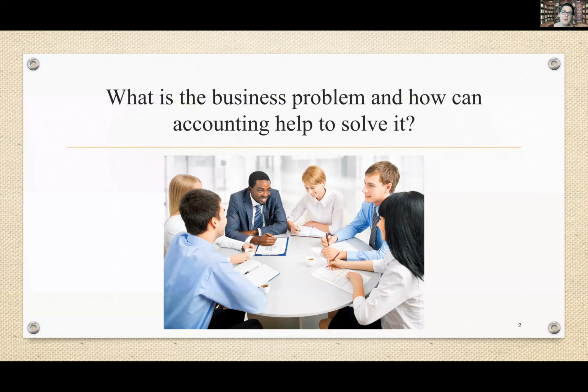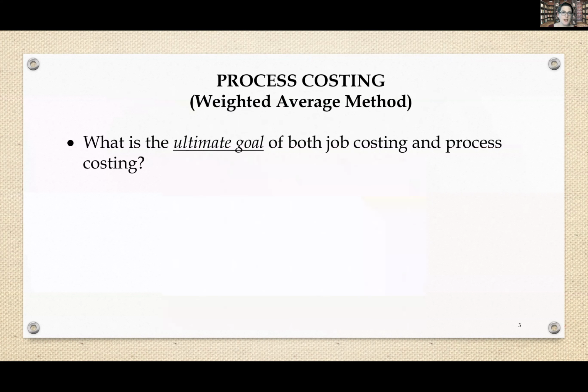This is going to be a little bit different, actually a lot different than job order costing, because we cannot directly trace those costs like we did in job order costing. So we're looking at process costing. We're going to be looking at the weighted average method.